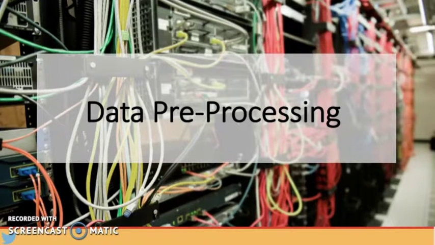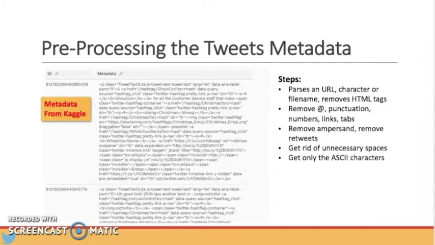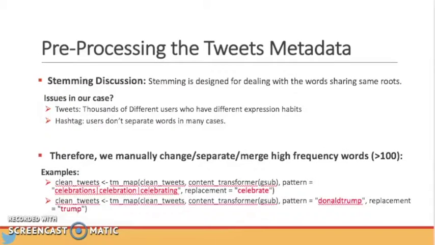First of all, we want to give you an introduction about how we pre-processed our data. So let's take a look at the metadata of the tweets after downloading from the Kaggle website. Each tweet is associated with an ID, but there is a lot of information that we wanted to get rid of. So we followed 5 main steps in this pre-processing, such as parsing URLs, removing the HTML tags, removing at signs, punctuation, numbers, links, tabs, also removing the retweets and unnecessary spaces, and also keeping only the ASCII characters.